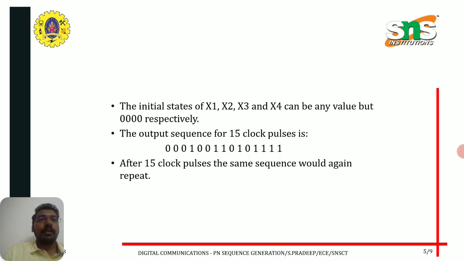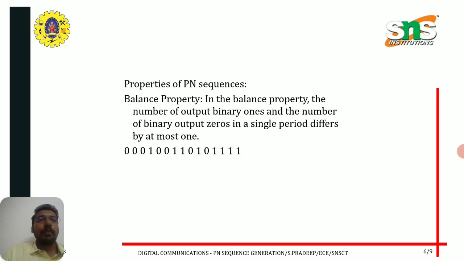As said in the previous slide, the output sequence for 15 clock pulses is 000100110101111. After the 15th clock pulse, the same sequence would again repeat. By using three properties, we can verify whether the output of the linear feedback shift register is a PN sequence or not. The three properties are balance property, run property and correlation property.